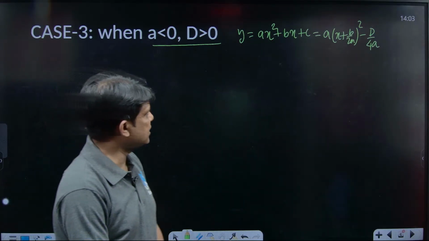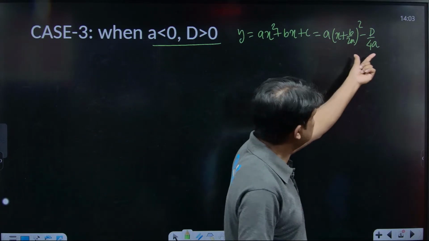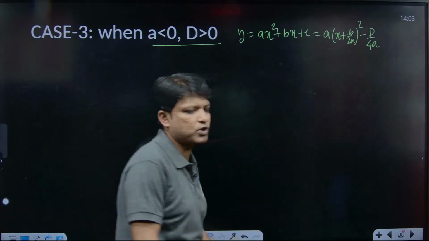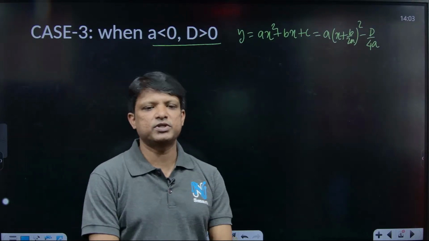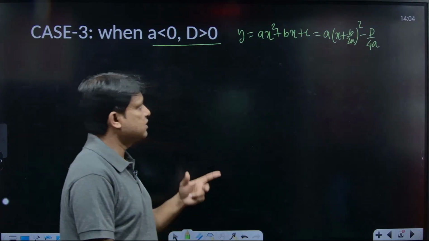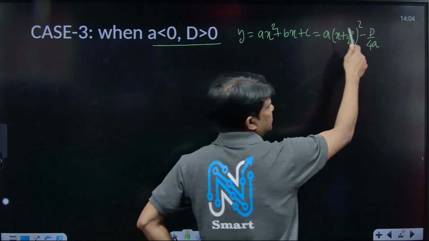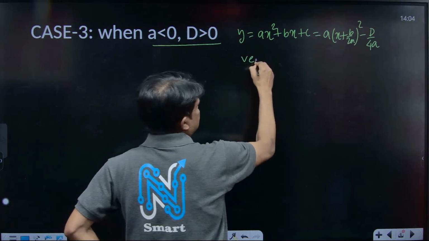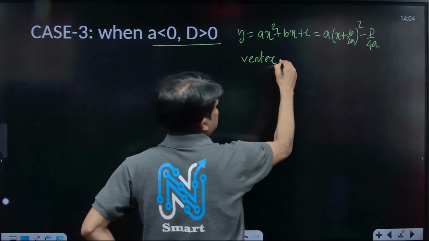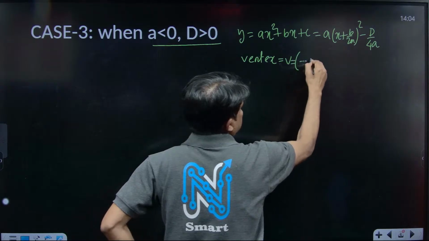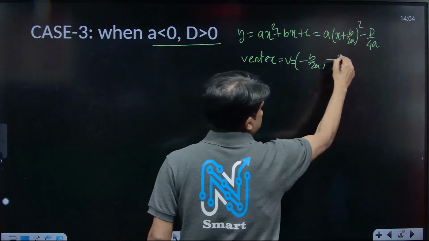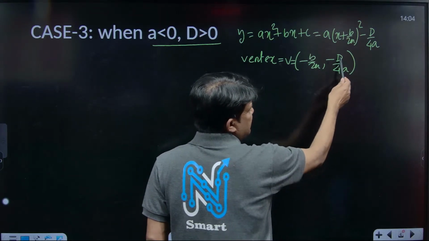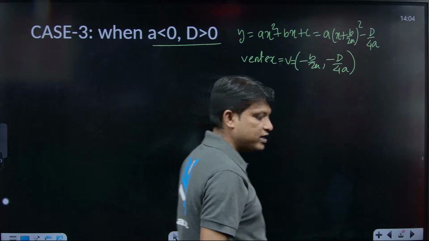When a is positive, the whole square term is positive, D positive, a positive, so D by 4a is positive. The difference between two positive quantities may be positive, may be negative, anything. Now what is the vertex of the parabola? Just check. Vertex V is minus b by 2a, minus discriminant by 4a. D is positive, minus D is negative, a is positive, that means the ordinate is negative.